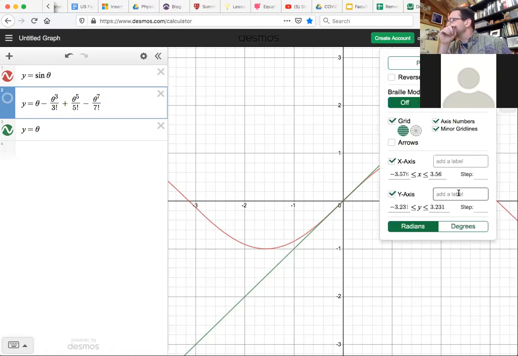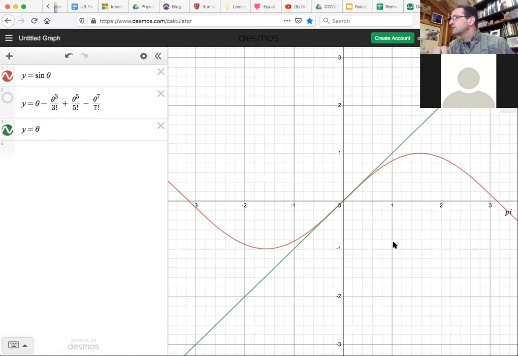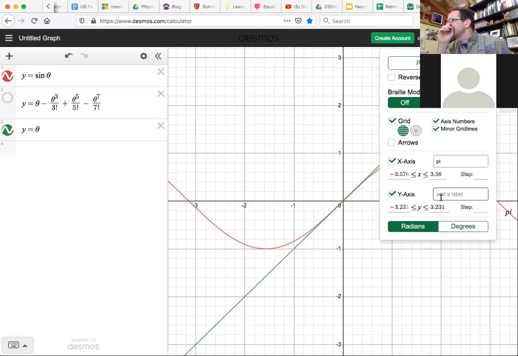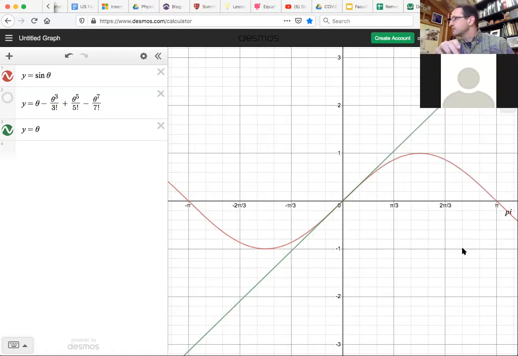Let's go ahead and change our x-axis to pi. That didn't work. Okay, never mind. I just labeled it. Step should be pi. There we go. Okay, cool. So we've shown that maybe up to about pi over 6, we've got a good approximation of y equals sine theta.